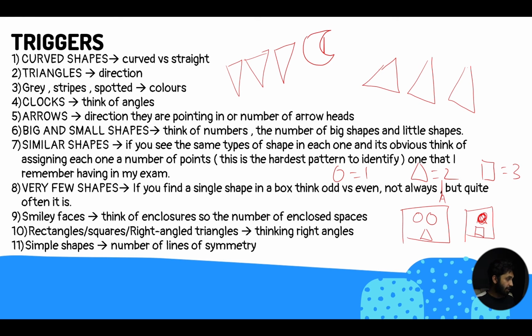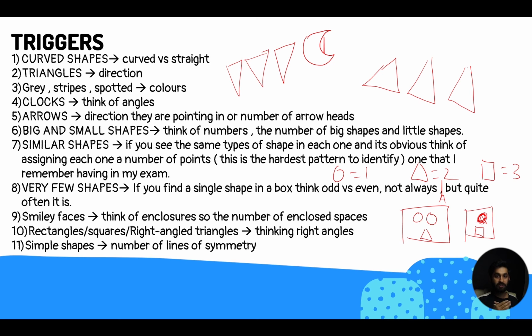Number 8, very few shapes. If you find a single shape in a box, think odd versus even. So the number of sides is odd or the number of sides is even for set B, but it's not always, but quite often it is. Number 9, smiley faces. Think of enclosures, so the number of enclosed spaces. Number 10, rectangles, squares, right angle triangles. Every time you see them, think of right angle triangles. And number 11, simple shapes. Every time you see simple shapes, then think of lines of symmetry.